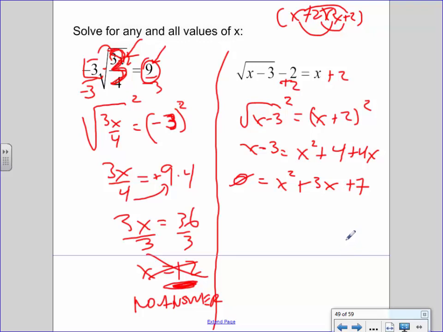Can you factor it? No, you can't factor it, because you need numbers that add to 3 and times to 7. I don't think this exists. How do you solve this then? Use the quadratic formula.